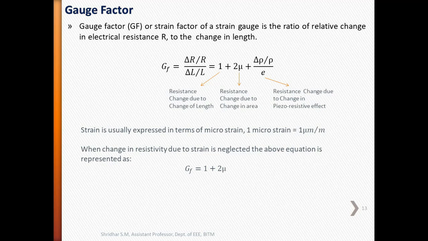Strain is usually expressed in terms of microstrain, where 1 microstrain is equal to 1 micrometer per meter. In the above equation, when the change in resistivity due to the strain is a small value and is neglected, the above equation can be rearranged as gauge factor equal to 1 plus 2 mu. So by the above equations, we can identify the gauge factor.